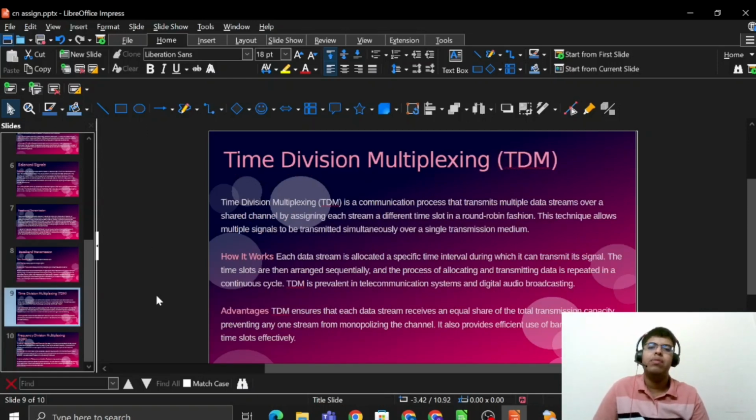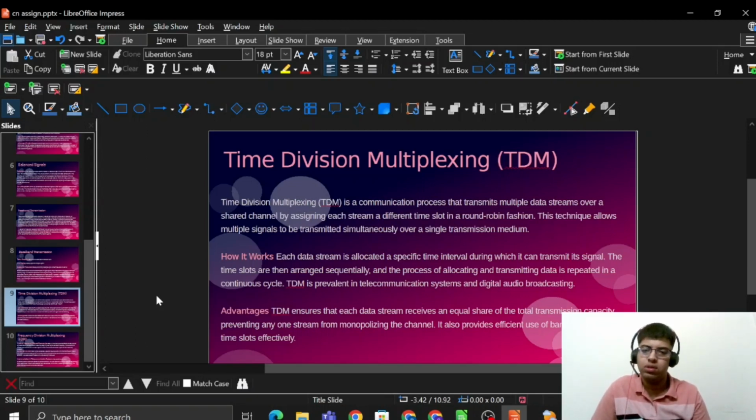Next is time division multiplexing. Time division multiplexing, or TDM, is a communication process that transmits multiple data streams over a shared channel by assigning each stream a different time slot in a round robin fashion. It allows multiple signals to be transmitted simultaneously over a single transmission medium.